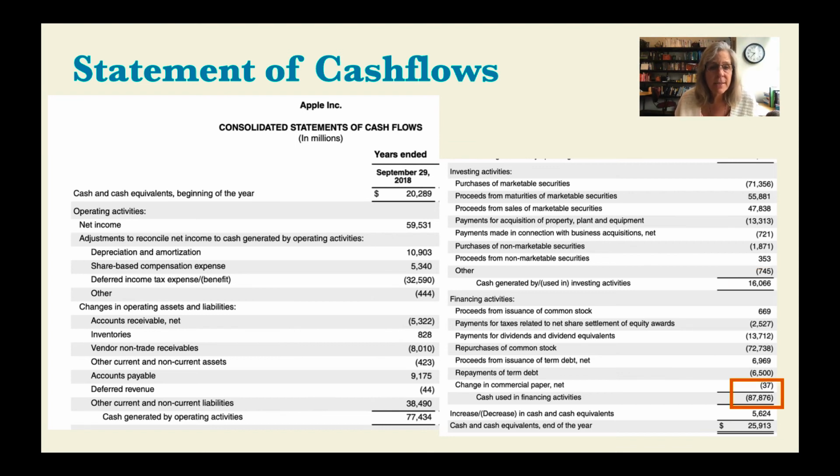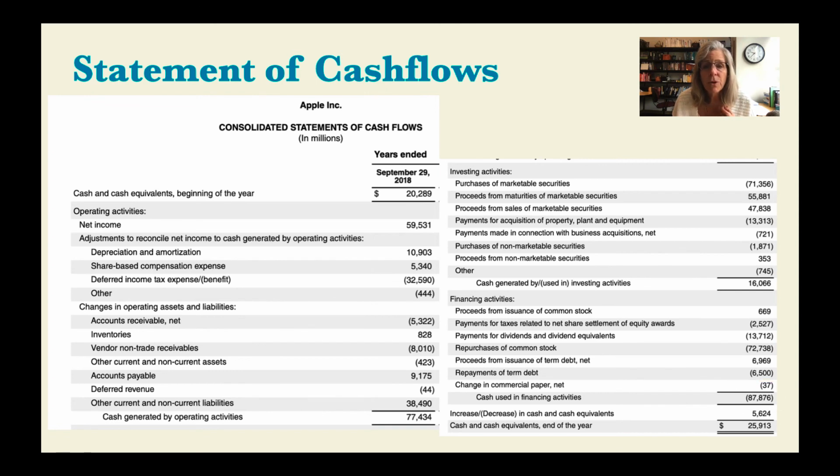And then the next is financing activities. So how did they use their money in financing? So if we look, they got $77 billion. They got an additional $16 billion from selling items, and they take $87 billion of that, and they ended up buying back common stock. So what they did is they gave that money back to investors. So that's why it's called financing activities.